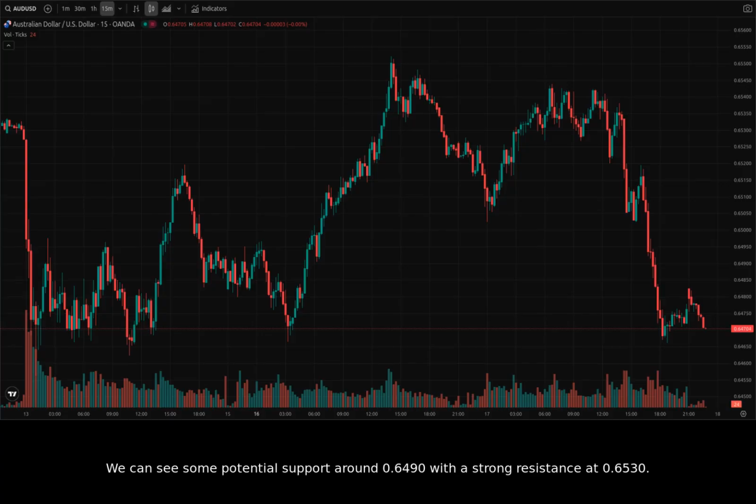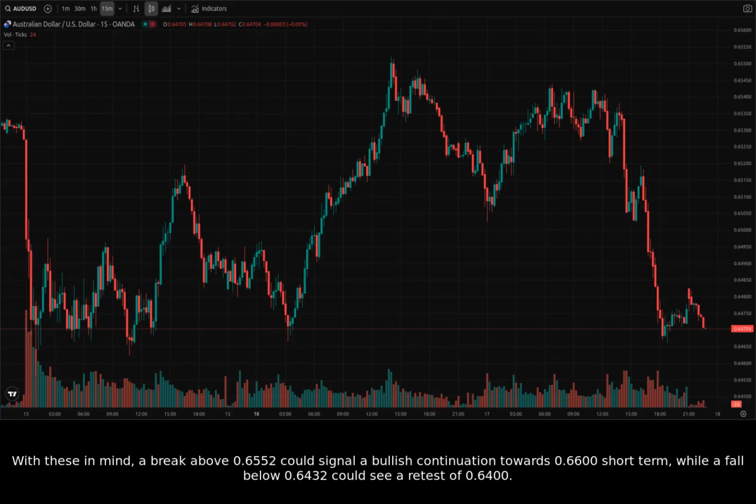Zooming into the 15-minute chart, we can observe very short-term fluctuations. We can see some potential support around 0.6490 with a strong resistance at 0.6530.